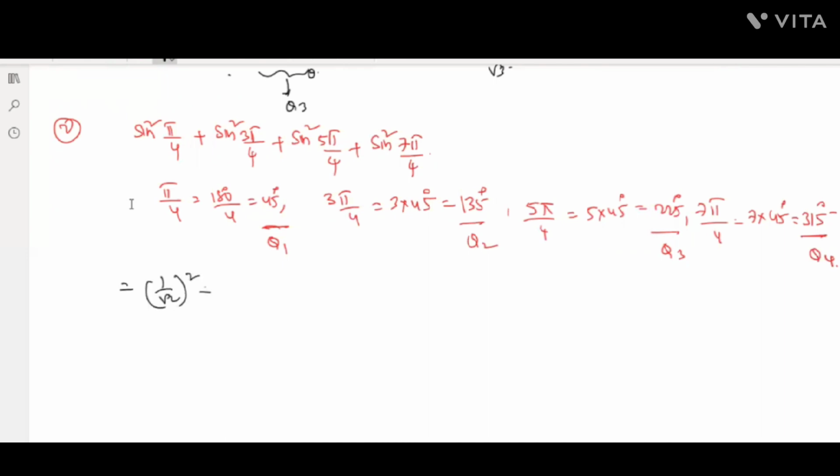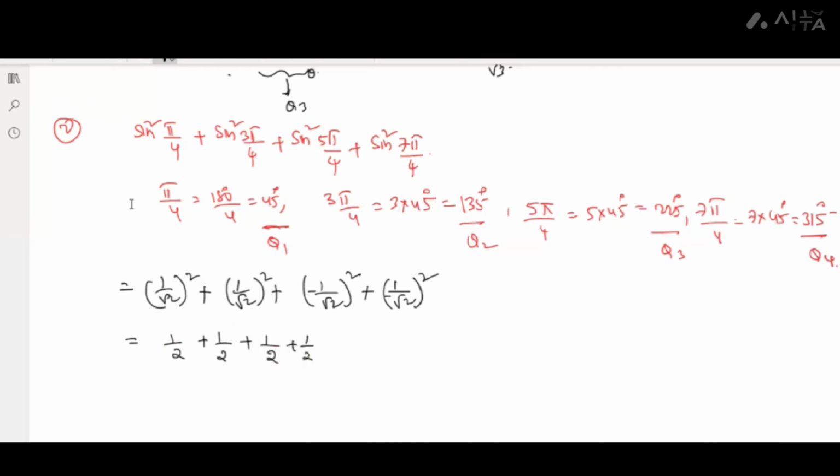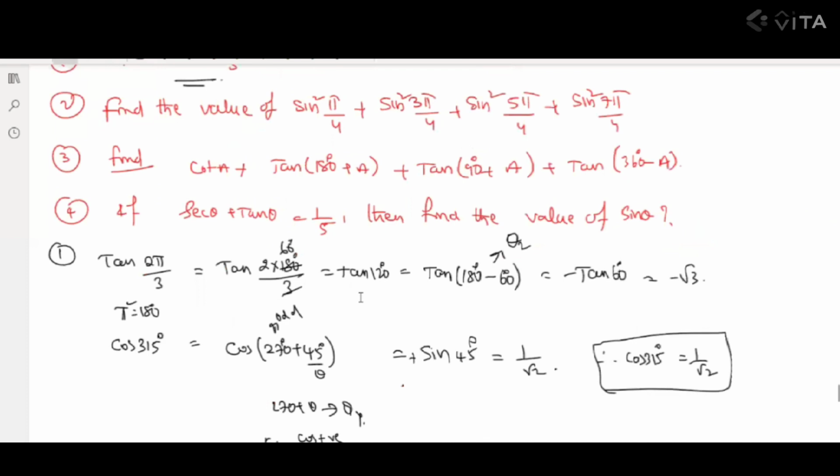So we have 1 by root 2 whole square, plus 3 pi by 4, 135 degrees, which is also 1 by root 2 whole square, plus 225, which lies in the third quadrant, so it becomes minus 1 by root 2 whole square, plus 315 in the fourth quadrant, so minus 1 by root 2 whole square. So we get 1 by 2 plus 1 by 2 plus 1 by 2 plus 1 by 2. The minus becomes plus since we have an even square. So the answer is 2. This is how we solve the second question.